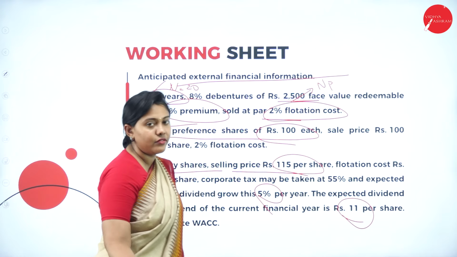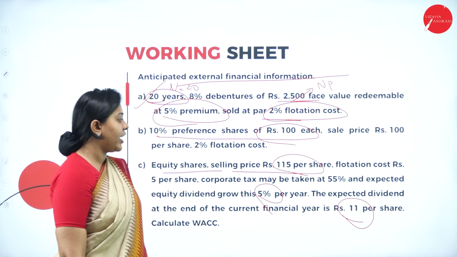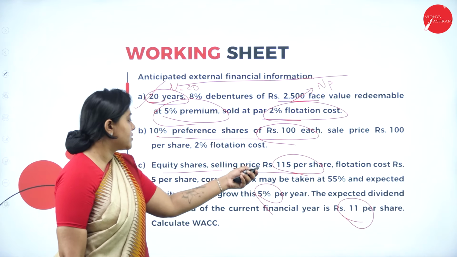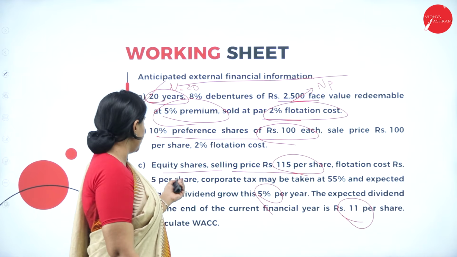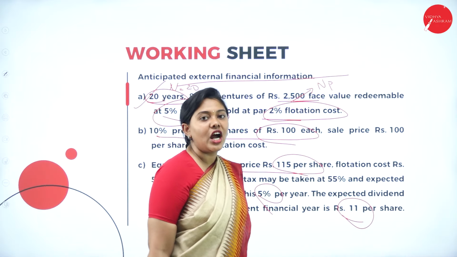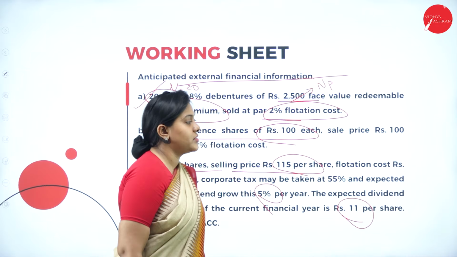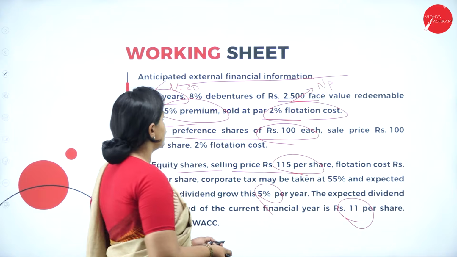11 rupees is the dividend and the growth rate is 5%. Next, the selling price is 115. With the flotation cost, 110 will be the net proceeds. Now let us calculate the answers.